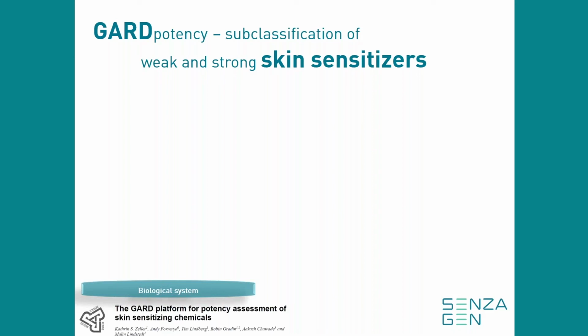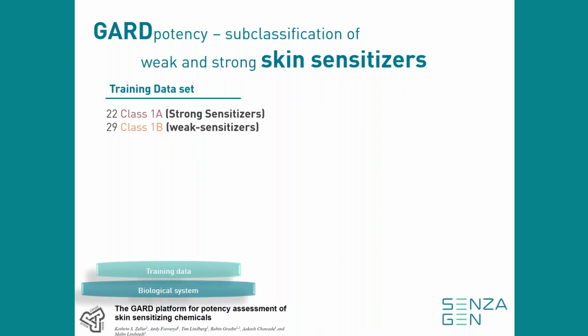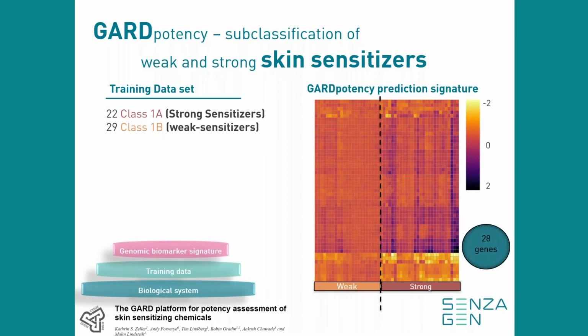So we use the same biological system. On top of that, we use a training data set comprising 22 strong sensitizers and 29 weak sensitizers. And we use this information in order to extract a genomic biomarker signature. And this is what I show in the slide to the right. So this comprises 28 genes.